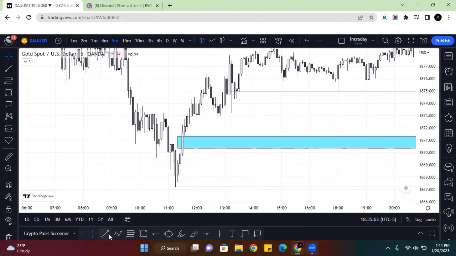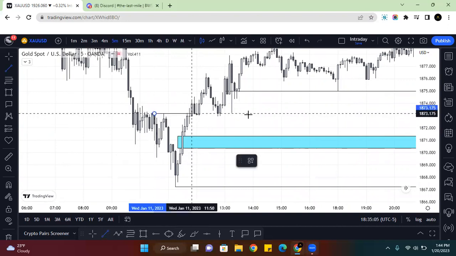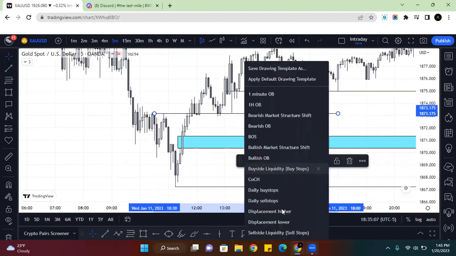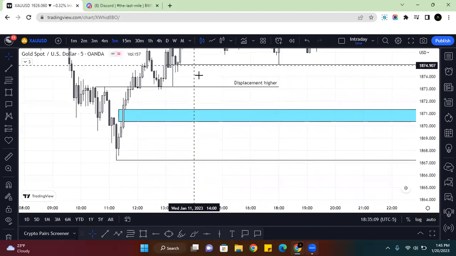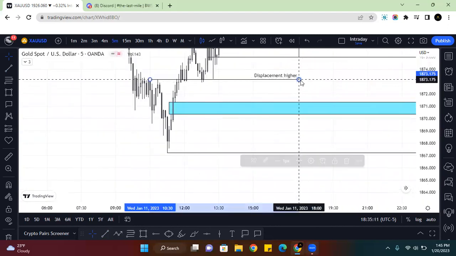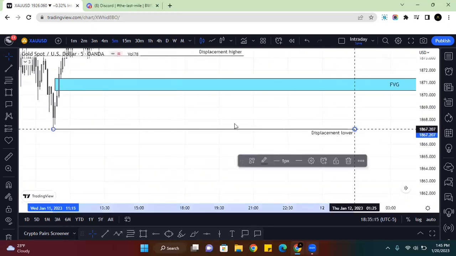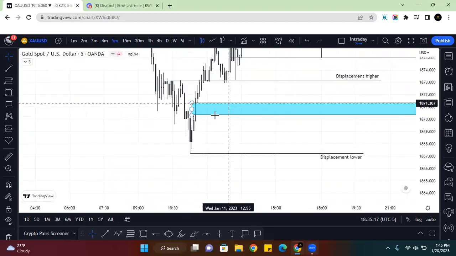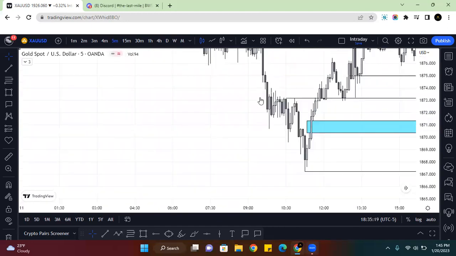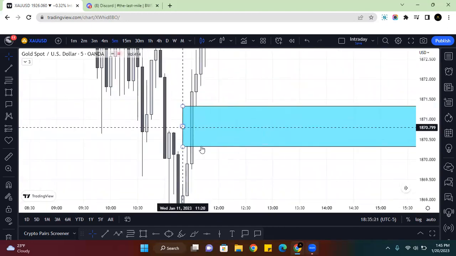Let me duplicate this. Displacement higher. All right, so I'm on the 5 minute. Is there a fair value gap between the displacement higher and displacement lower? Yes, already on the 5 minute. If I wanted to enter here, I could have, right? When I'm down to the 5 minute, you can see the imbalance.